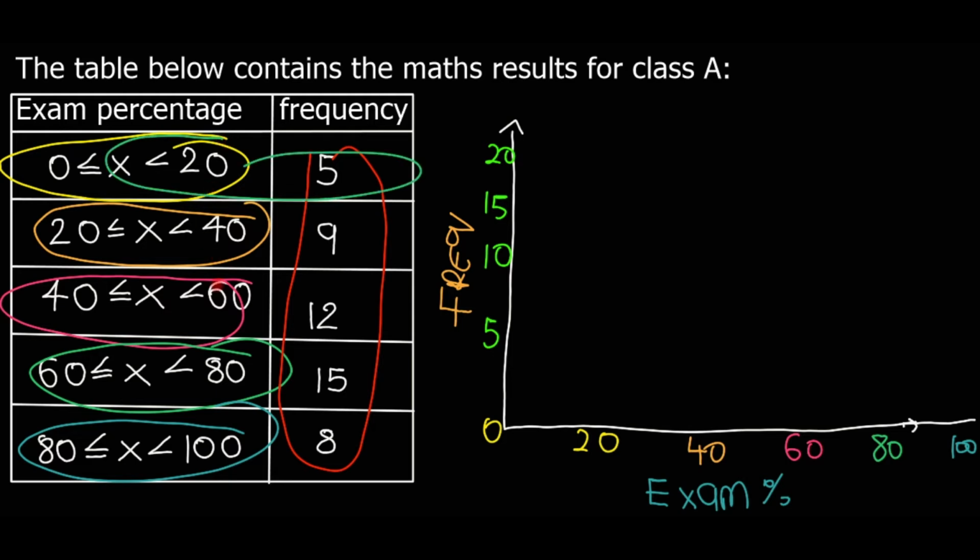0 to 20 has 5. So in this way, 0 to 20. Then 20 to 40 has 9. Because this is 10, 9 will be somewhere below it. Always for a histogram, make sure there is no gap like in a bar graph. Always make the boxes joined together. So this is 9 here. Then 40 to 60 gets 12, and this is 12 here.